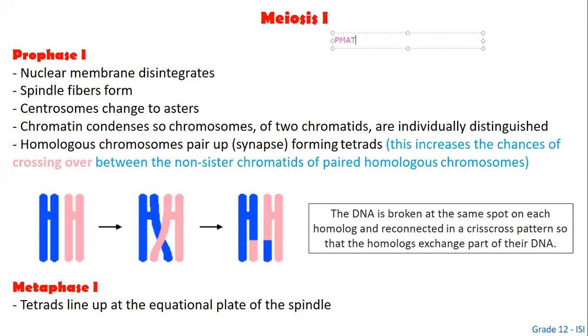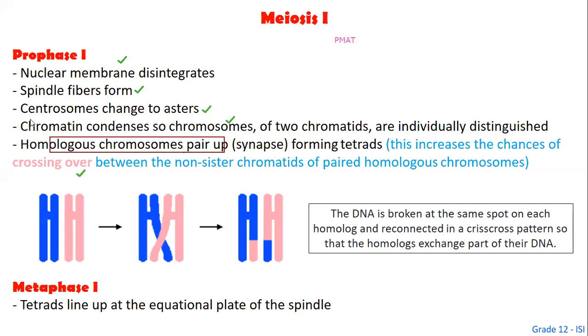During prophase 1, the nuclear membrane disappears, spindle fibers appear, centrosomes change into asters, and the chromatin condenses, so we can clearly see the chromosomes in their X shape. What happens is that in the cell undergoing meiosis, homologous chromosomes will pair up. They will stand next to each other, and this will allow for crossing over to happen.